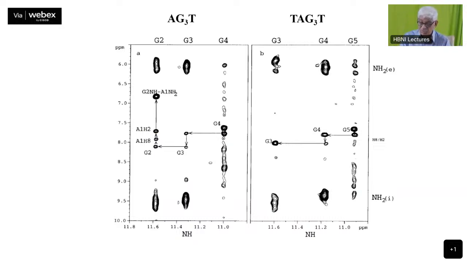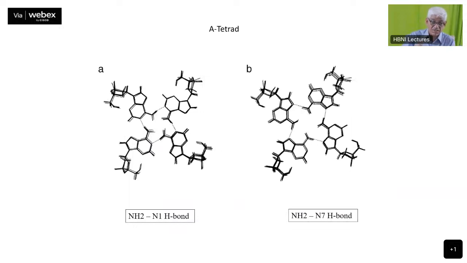And these are the amino protons to the various imino protons and so forth. This is more detail, we will not go into that. And now you see the hydrogen bonding interactions. How does the A-tetrad involve the amino protons in the formation of the hydrogen bond?